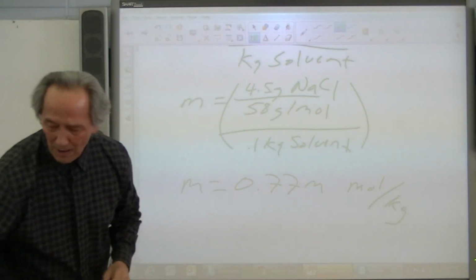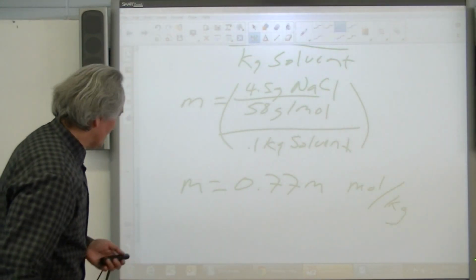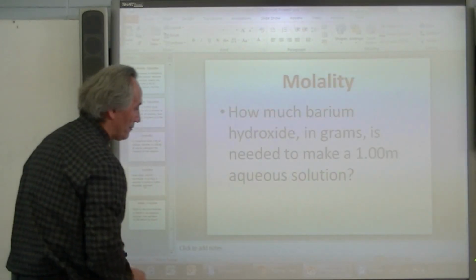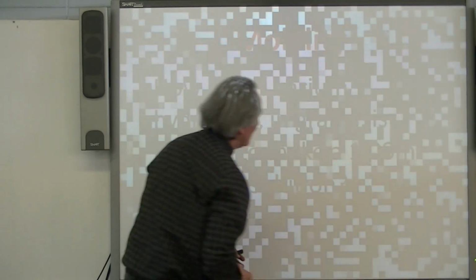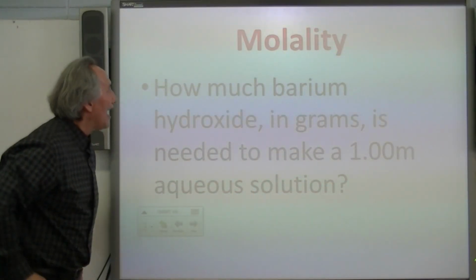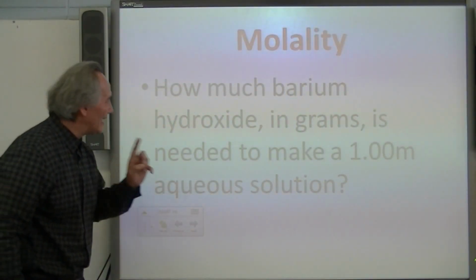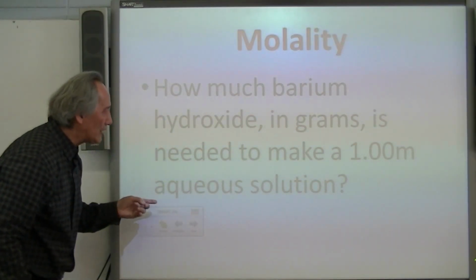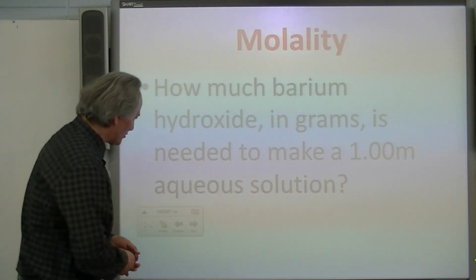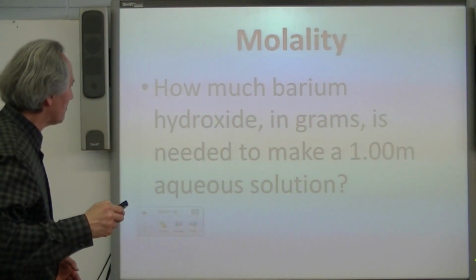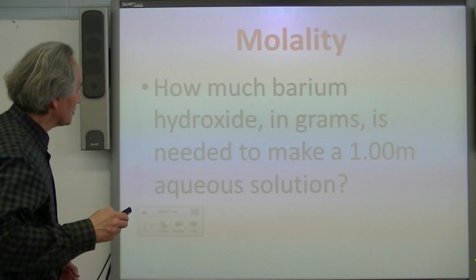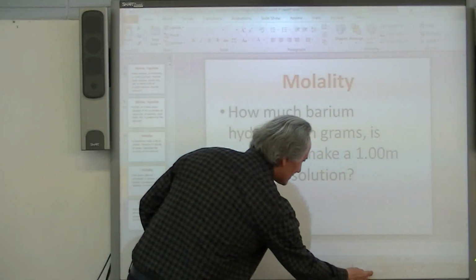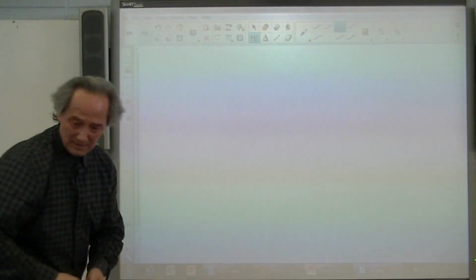Well, let's do one more problem in molality. All right, let's go back to our problems here. Here's our second problem. Let's adjust this. Okay, here's our second problem in molality. How much barium hydroxide in grams is needed to make a 1.00 molal aqueous solution? So let's go back to our smartboard. Love those smartboards. Okay. All right, and here we go, we're at the smartboard now.